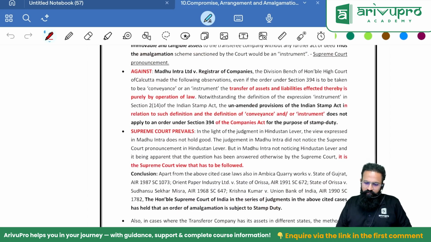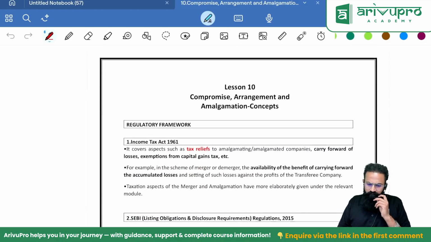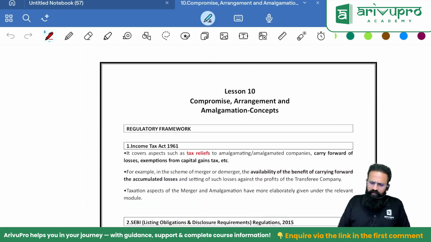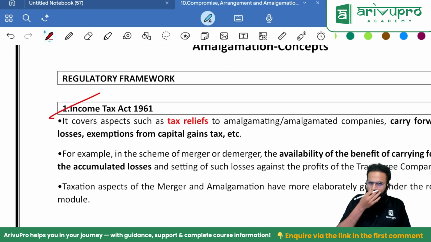Okay. So we had seen compromise and arrangements, and what are the laws applicable, correct? That is where we had stopped. What are the laws applicable? The first one is the Income Tax Act. Why is the Income Tax Act coming? Because of capital gains, carry forward losses, tax reliefs, and all that.